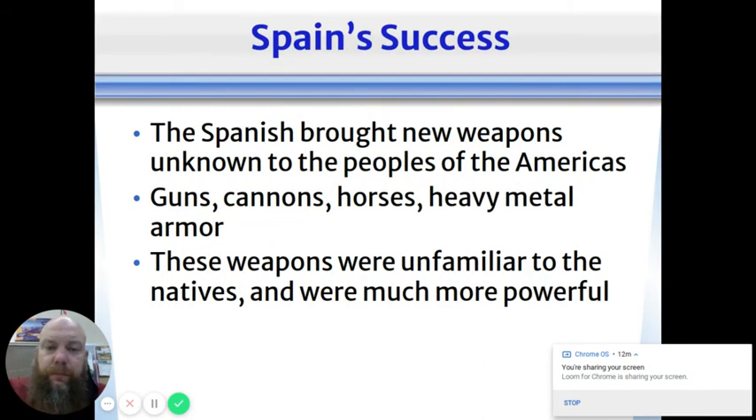So, like I said, guns, cannons, horses, heavy metal armor, heavy metal like the weight of it, not like rock and roll heavy metal.